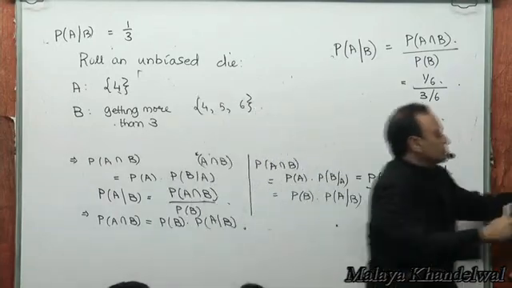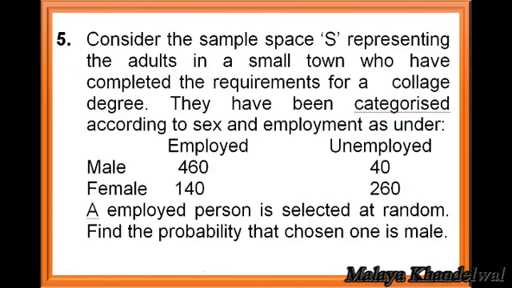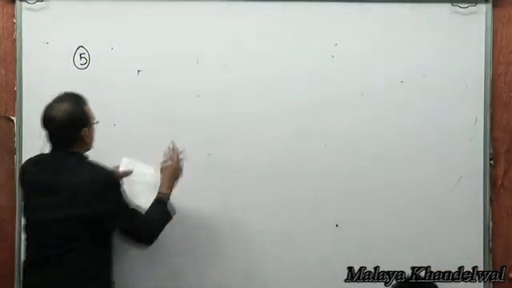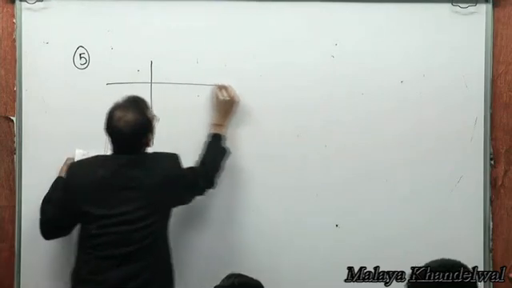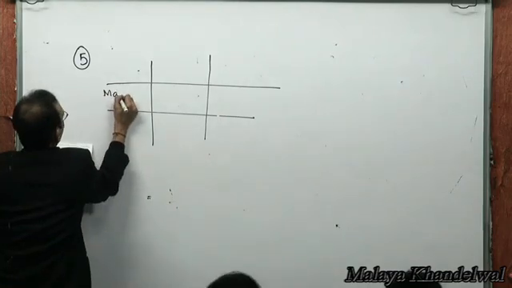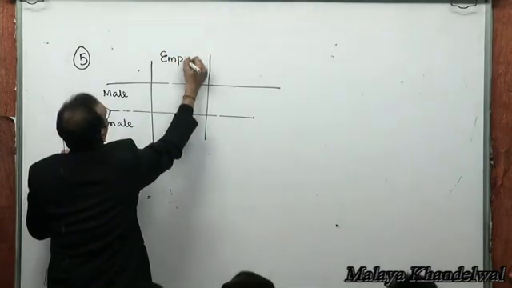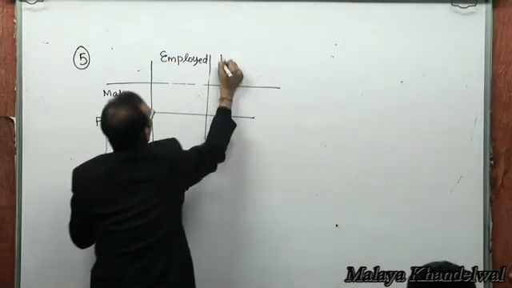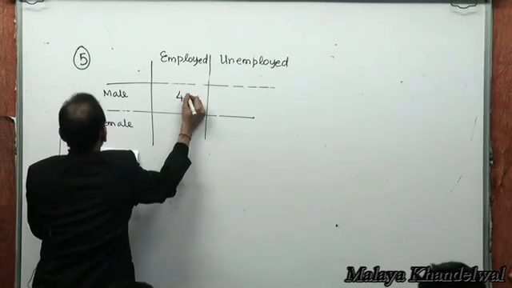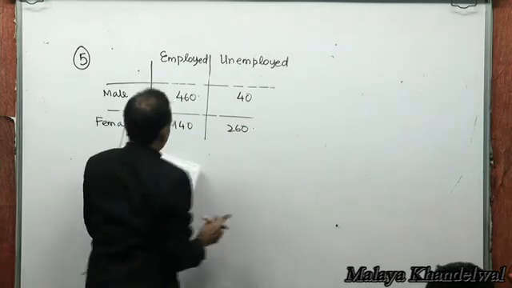Now refer to the problem sheet. Problem number 5 of this problem sheet, where there is a matrix here: male, female, employed, unemployed. This is 460, this is 140, this is 40, this is 260, right?